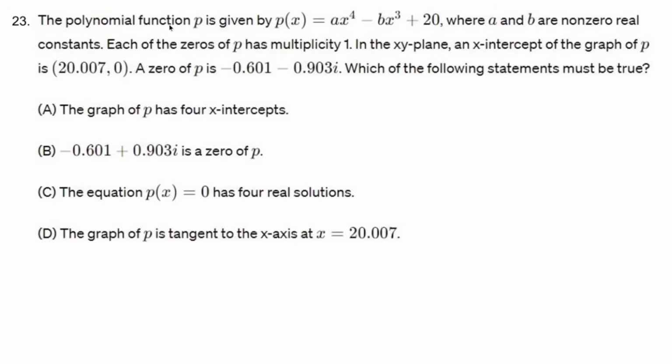The polynomial function p is given by p of x equals ax to the fourth minus bx cubed plus 20, where a and b are non-zero real constants. Each of the zeros has a multiplicity of 1. In the xy plane, an x-intercept of the graph of p is 20.00070. Oh, okay. And a 0 of p is this complex number right here.